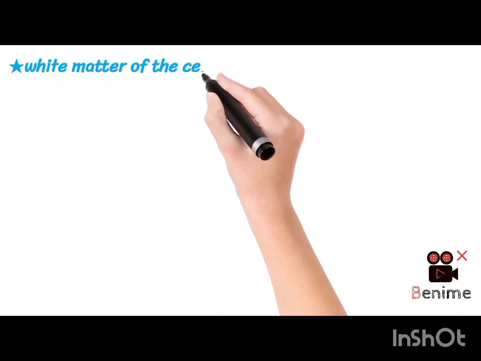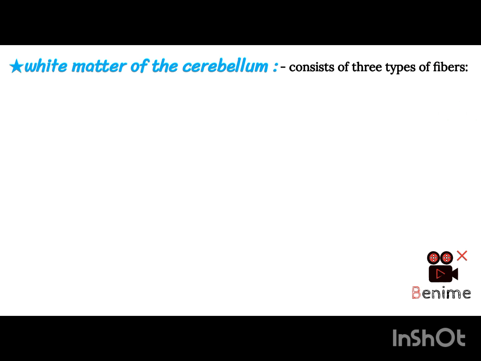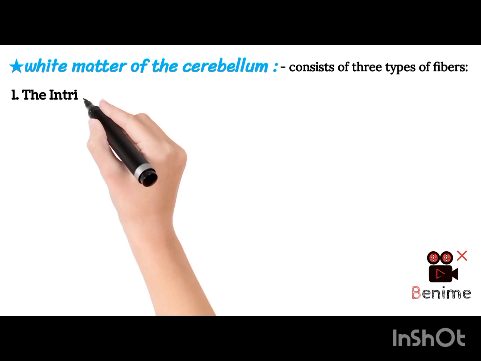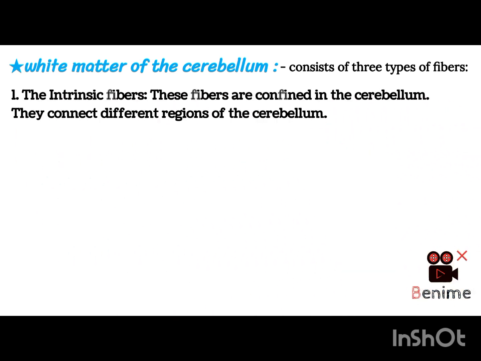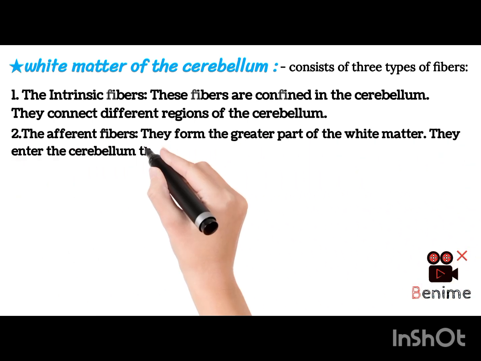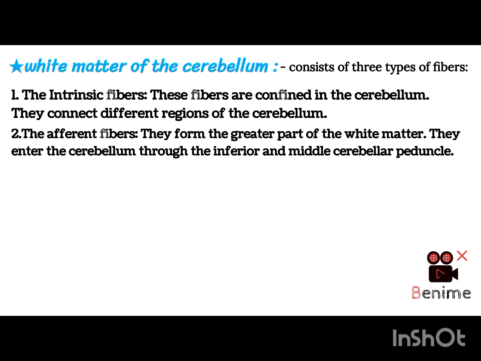White matter of the cerebellum consists of three types of fibers. Number one, the intrinsic fibers. These fibers are confined in the cerebellum. They connect different regions of the cerebellum. Number two, the afferent fibers. They form the greater part of the white matter. They enter the cerebellum through the inferior and middle cerebellar peduncle.